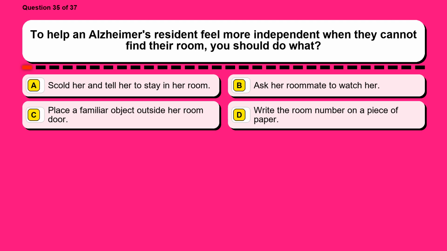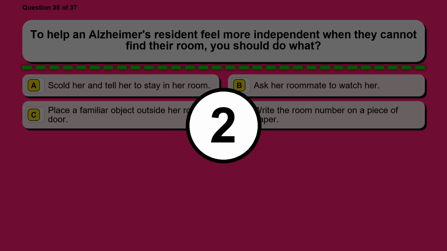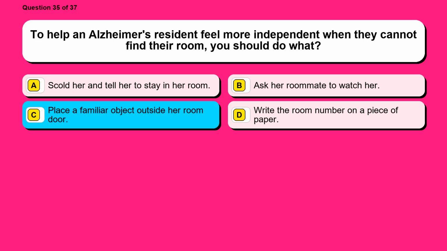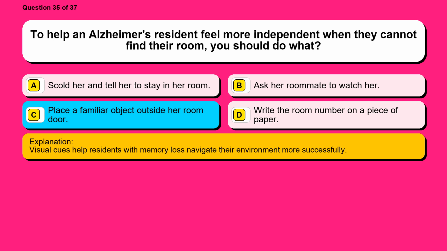Question 35. To help an Alzheimer's resident feel more independent when they cannot find their room, you should do what? Option A, scold her and tell her to stay in her room. Option B, ask her roommate to watch her. Option C, place a familiar object outside her room door. Option D, write the room number on a piece of paper. The correct answer is option C, place a familiar object outside her room door. Visual cues help residents with memory loss navigate their environment more successfully.